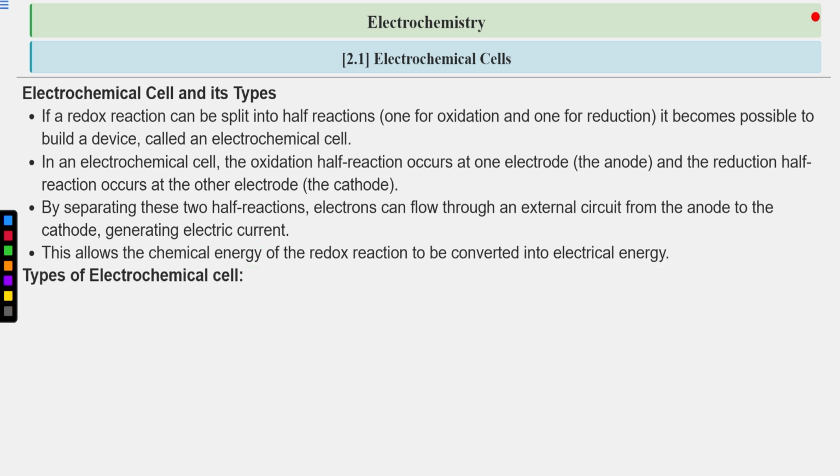Now, let's see what the types of electrochemical cell are. How can you define the electrochemical cell in different ways? There are two types of electrochemical cell. The first one is the galvanic cell, and the second one is the electrolytic cell. These are the two cells which come under the electrochemical cells, and which follow the same concept of converting the chemical energy of a redox reaction into electrical energy.